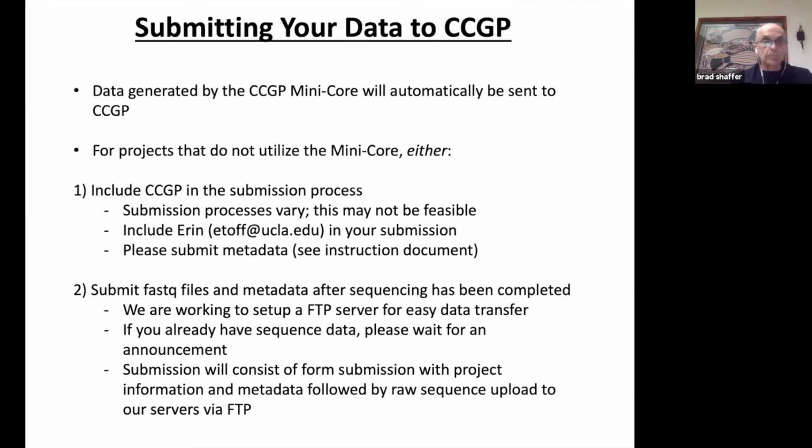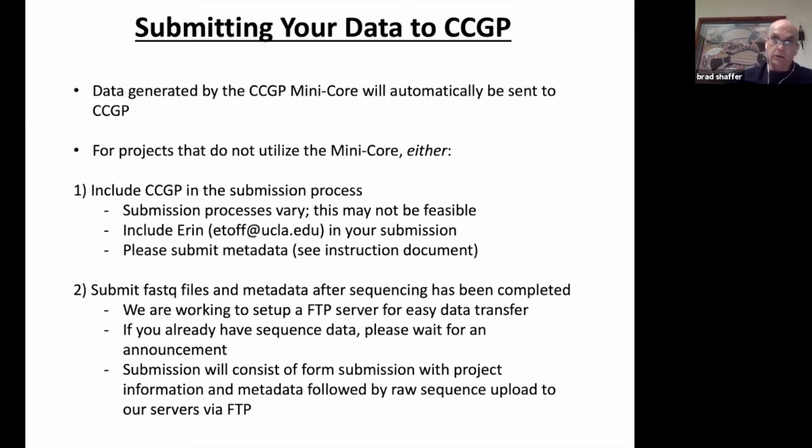Okay, so what I wanted to talk about for a minute now is submitting that short read data, that whole genome sequencing data, to the CCGP. We're really thinking about this in two different ways. I'll talk in more detail in a moment about the CCGP mini core that we're setting up and that Dan is leading.